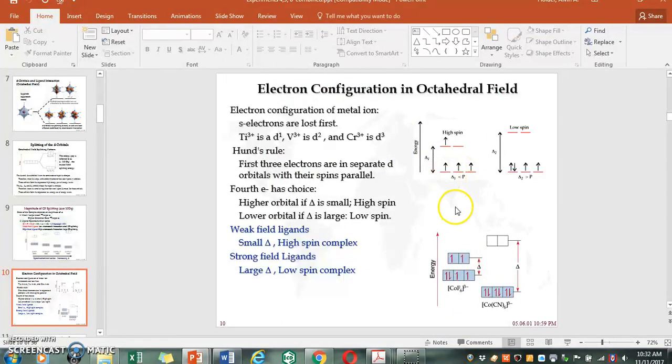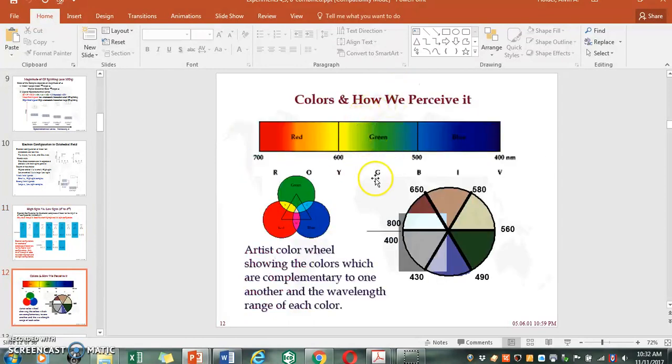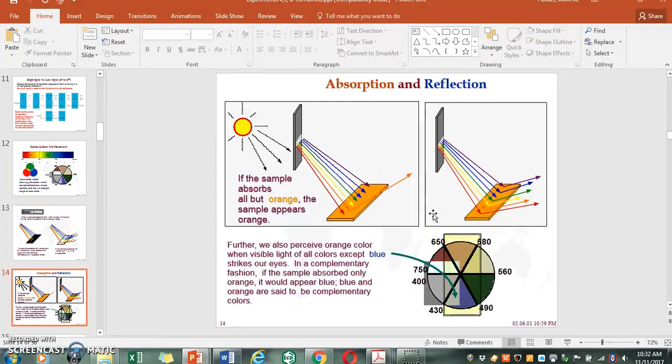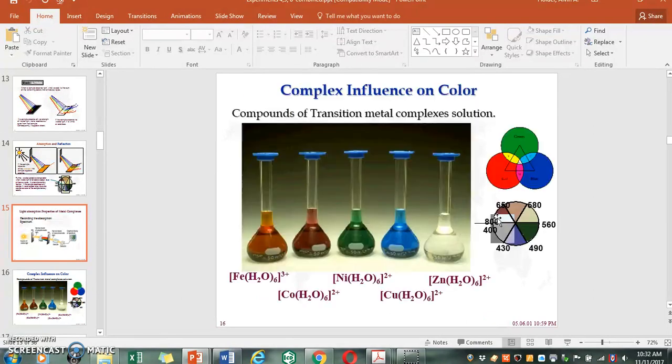Here, electronic configuration for high spin and low spin complexes. Here, high spin versus low spin. And colors and how we perceive colors. Also, what happens in black and white, absorption, reflection. And what happens in terms of the electromagnetic spectrum, in terms of the spectrophotometer.